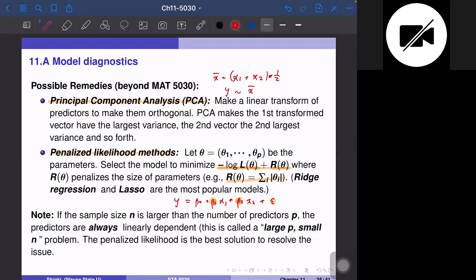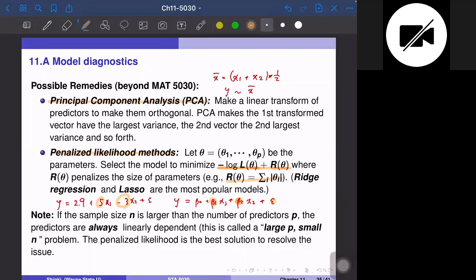So this method is useful, especially when beta 1 and beta 2 are unusually large. In the previous example, the true beta 1 is 1 and the true beta 2 is 1, but if the estimated model is y equal to 2.9 plus, for example, 5 times x1 minus 4 times x2, maybe 3 times x2, then it's certainly a problem. And if we use the penalized method, then we can make these estimated parameters much smaller and much more reasonable.